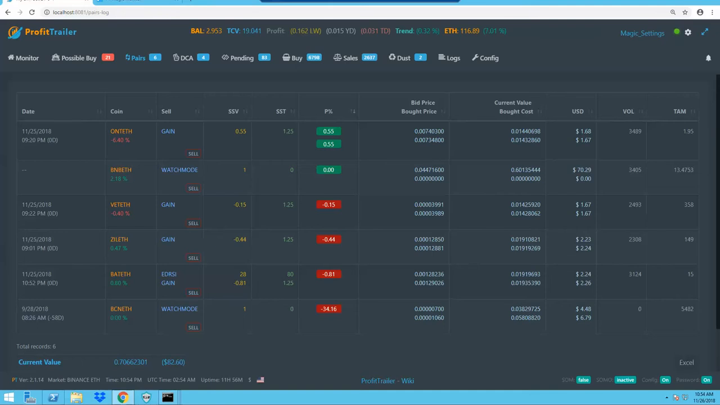I believe in always trying to make a profit, even off of a small amount. You'll notice in my pairs here that $1.67 is what I purchased this coin at. This one's at $1.67, I purchased this coin at $2.24, and I purchased this one at $2.26. The robot is picking these coins for me.